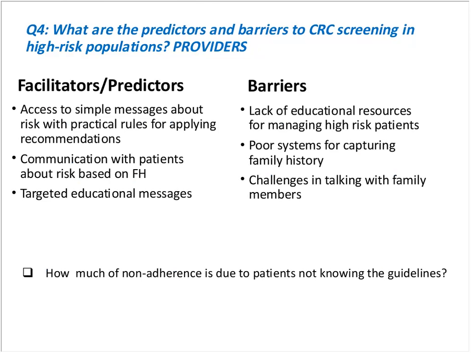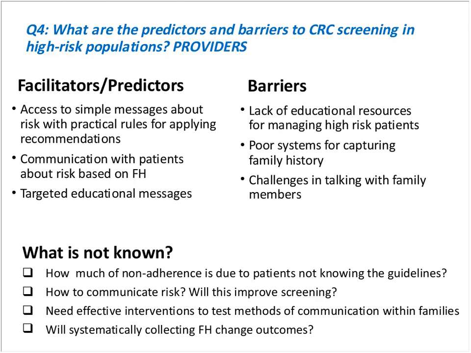In terms of providers, what we learned from the literature that facilitates screening in high-risk individuals, patients, and their families are having access to messages about risk with practical rules for applying the recommendations to their high-risk populations or patients, having a communication with patients about their risk based on the family history, and having access to targeted educational messages that physicians could use in their offices.